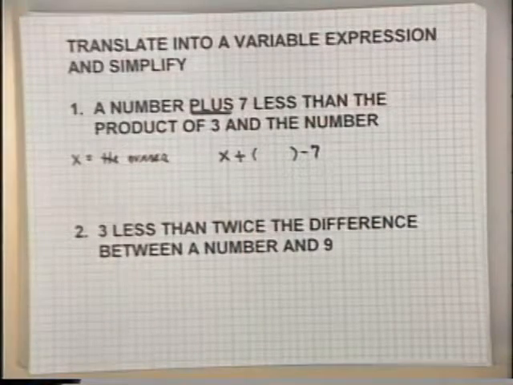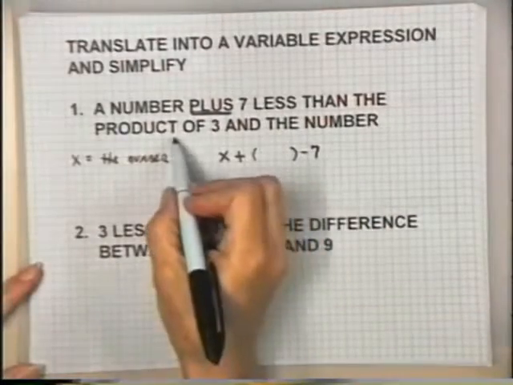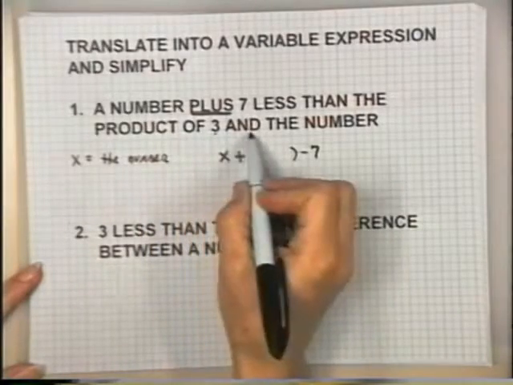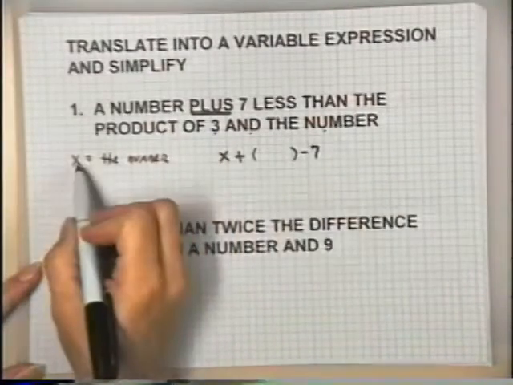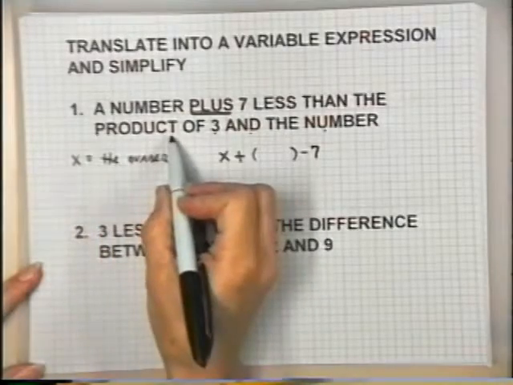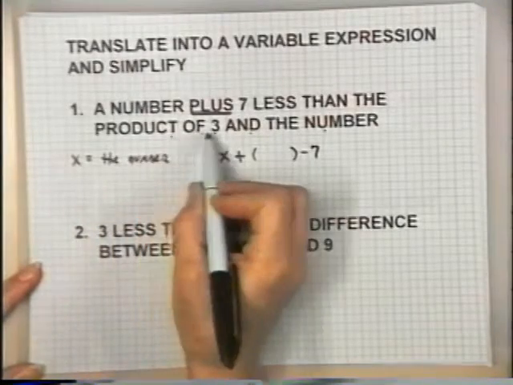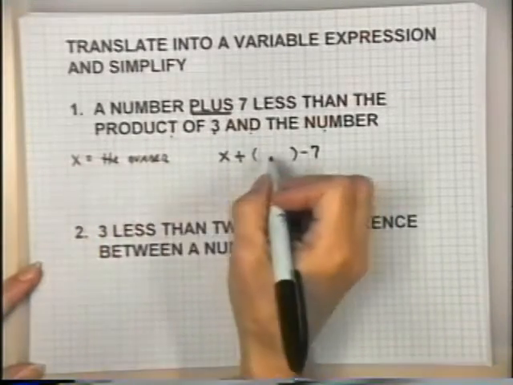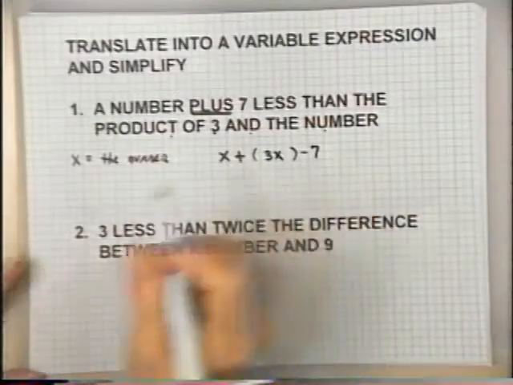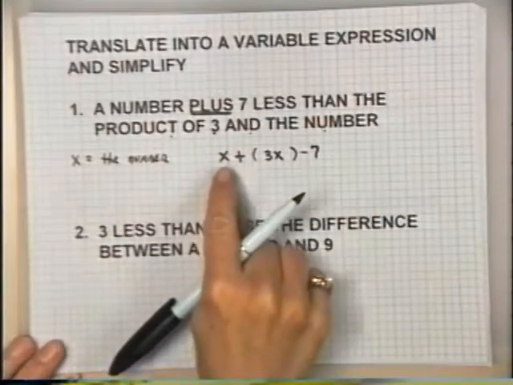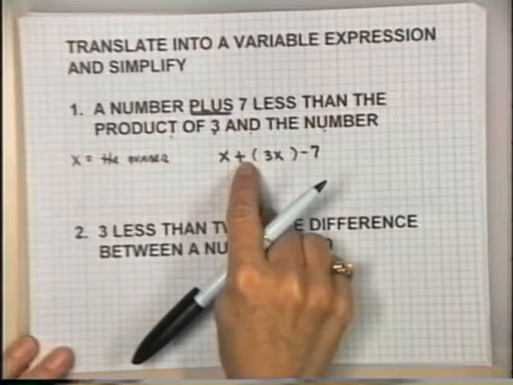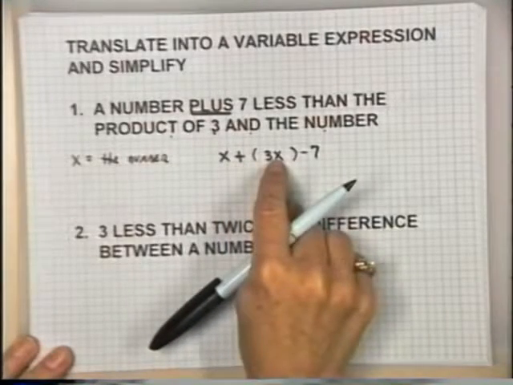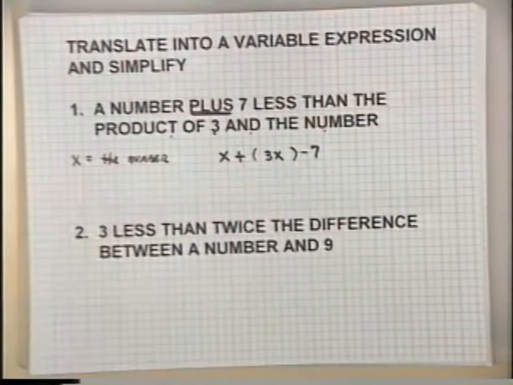Now, what is our product of? Our product is of 3 and the number. Remember, x is the number, so we're doing a product, a multiplication between 3 and this number x. That will go inside here. So we have a number plus 7 less than the product of 3 and the number.